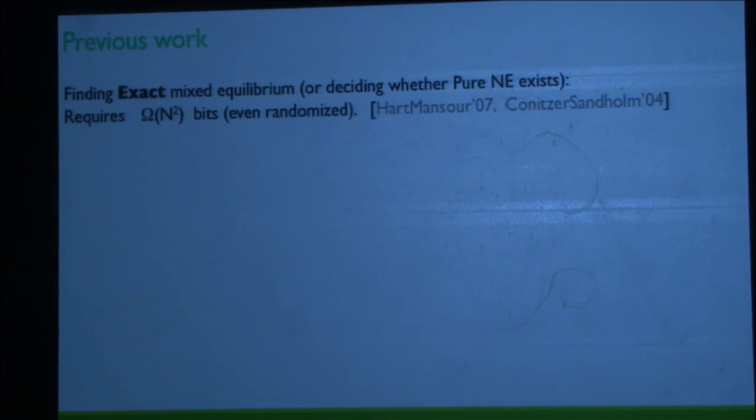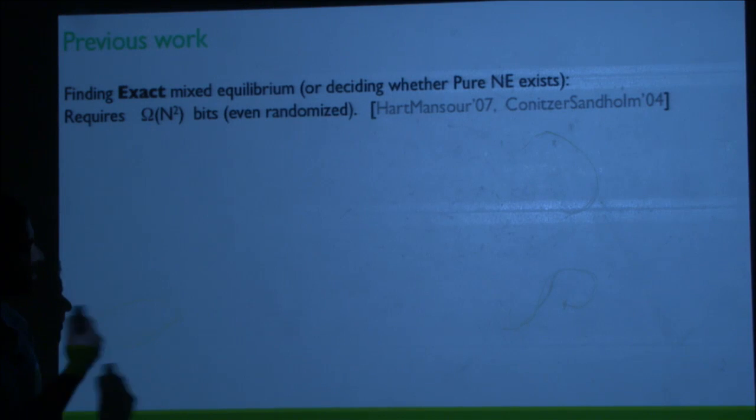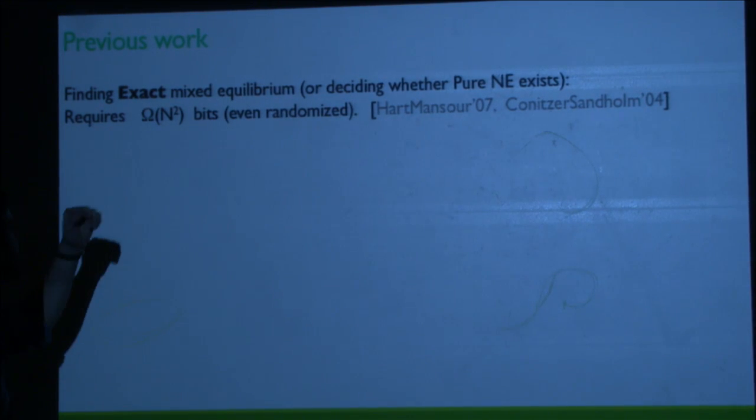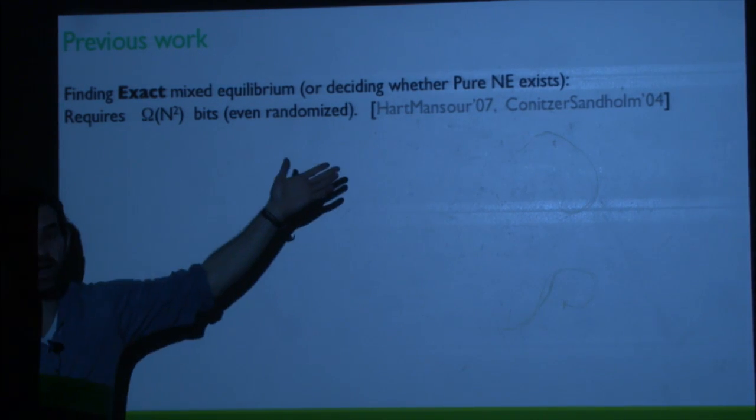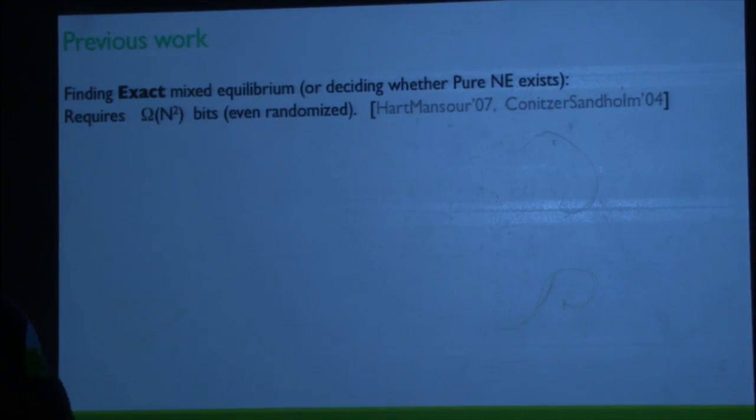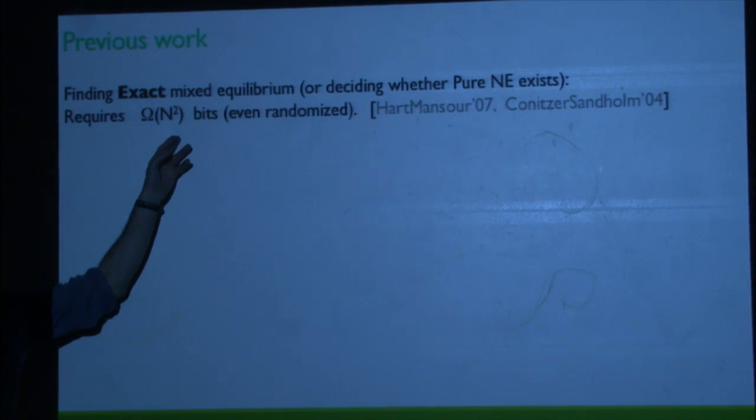So what was known about this problem? Hart and Mansour, and previously Conitzer and Sandholm, proved that if you want to find an exact mixed equilibrium, or decide whether an exact pure equilibrium exists or not, then you cannot beat this trivial algorithm.